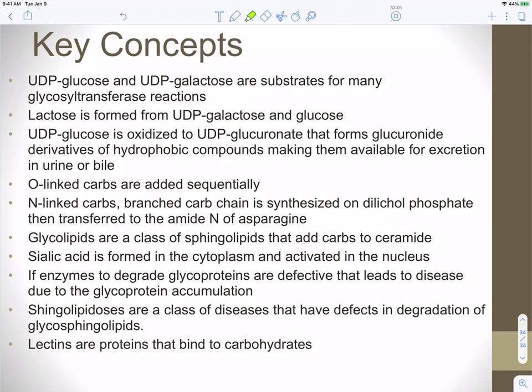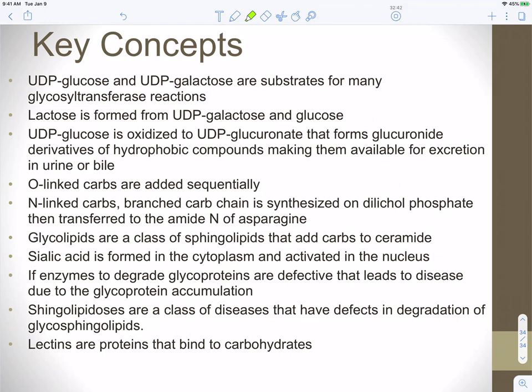Okay, so just keep in mind that we have activated sugars. So those are UDP-glucose and UDP-galactose, for example. And those are going to be the precursors for many glycosyltransferase reactions. Lactose is going to be formed as needed from UDP-galactose, which came from UDP-glucose, with the addition of an additional glucose molecule. UDP-glucose can become UDP-glucuronate that is going to solubilize many different types of molecules, including bilirubin or different toxins, and is going to make them available for secretion.